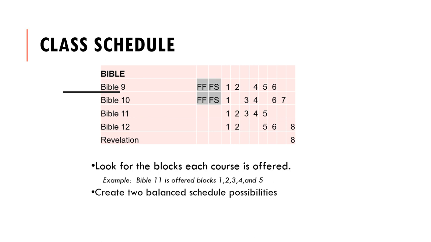A class like Film has FF and FS, but it is not shaded gray. This is because students may take this class either in the fall or the spring, but don't need to take it in both. Just a note, all of the samples used in this presentation are just examples. Be sure to refer to the updated forms you have to see what blocks classes are actually offered next year.